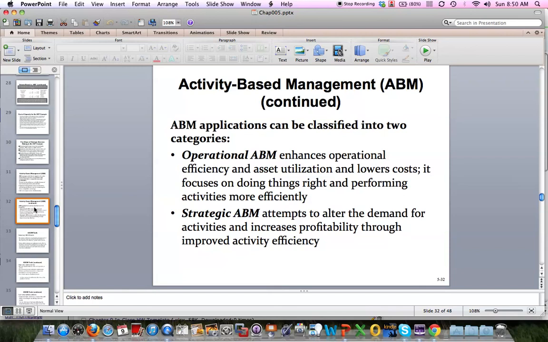Strategic ABM is altering the demand for activities, increase profitability through activity efficiency. So we're looking at it more as an overall strategy, and then more operational, more down in the details.